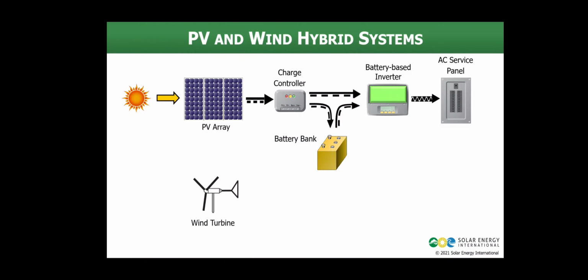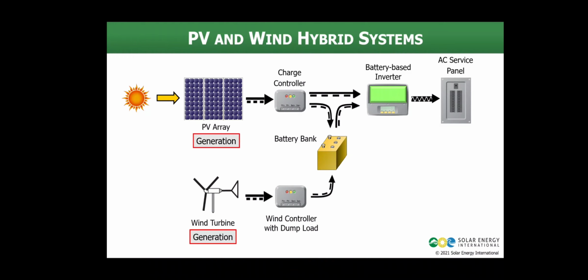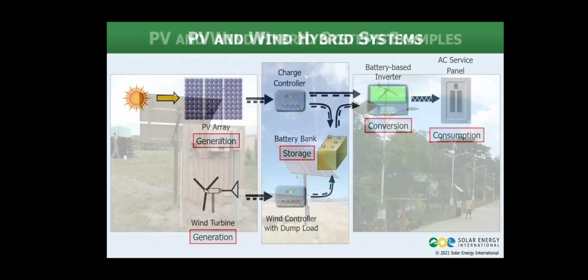A wind generator will have its own controller, which will prevent the batteries from being overcharged. Micro hydro turbines are another renewable generation source that can be incorporated into a standalone system when you have a reliable flowing water source. In a hybrid system, we have multiple sources of generation as well. In this case, it's a wind turbine and a PV array. We have our same storage and conversion components, as well as our consumption, in the form of an AC service panel in this case. These types of systems can also be set up to service DC loads if desired.